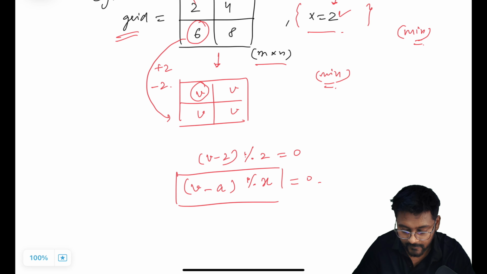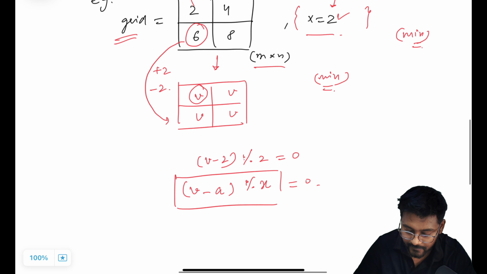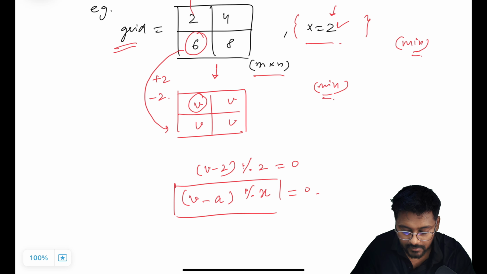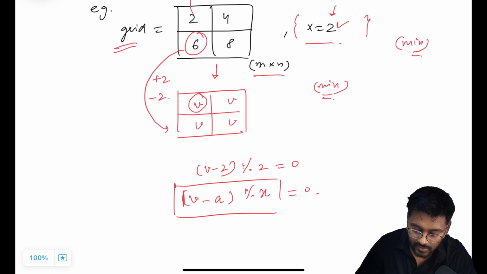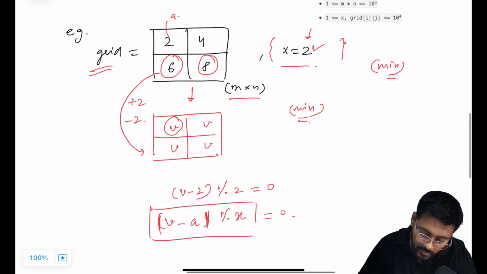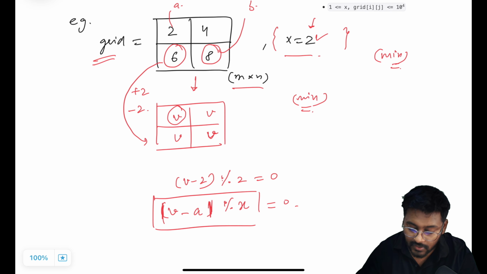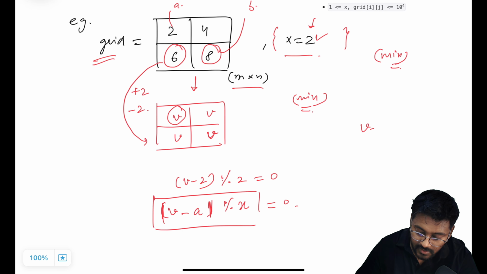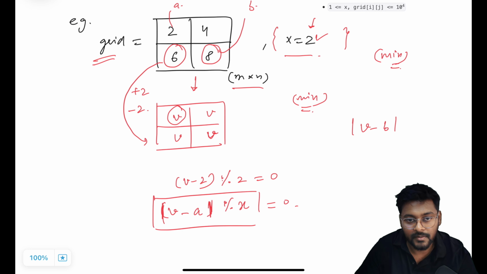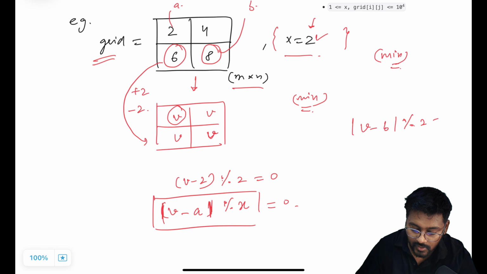It means the delta between v and a can be such that a is smaller than v or greater than v, so you take the modulus here. Now let's say I'm picking another value b. In the final grid we have v, and it means we have reached v either by adding x or subtracting x. So the delta between v and b is a multiple of x. If it is a multiple of x, then definitely the modulus with x will be equal to 0.